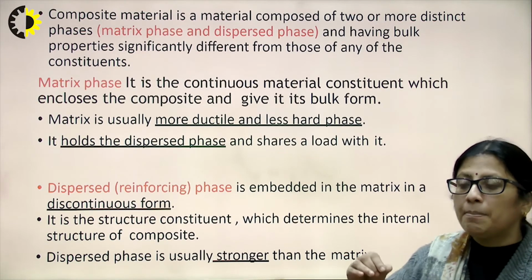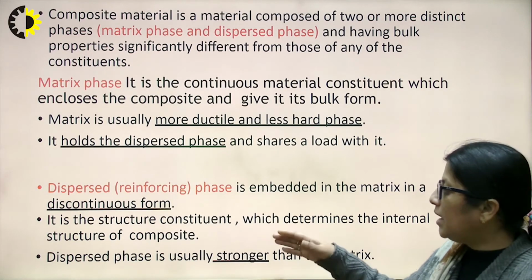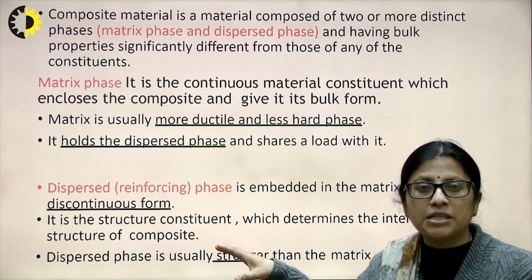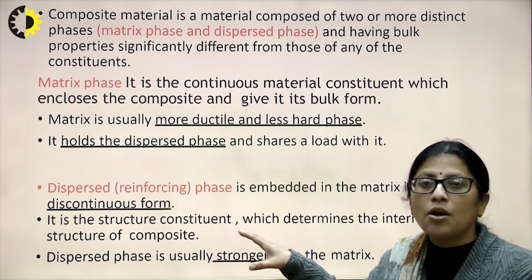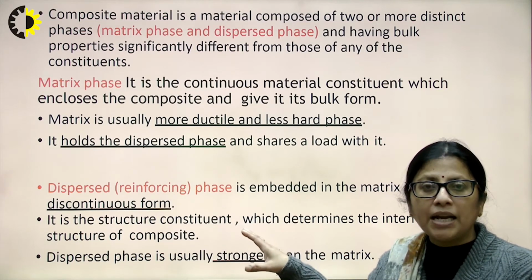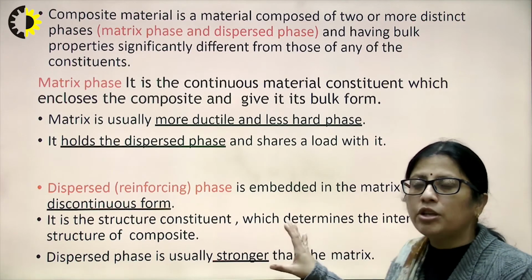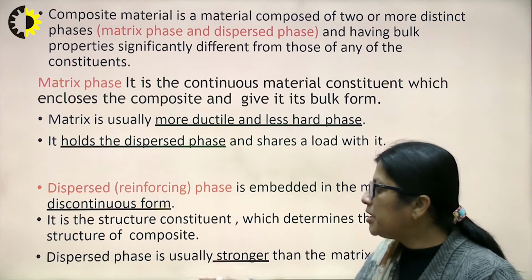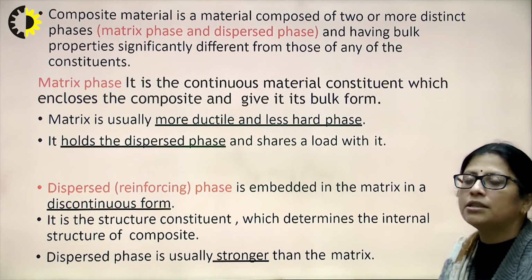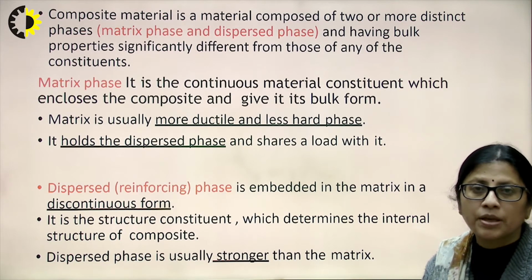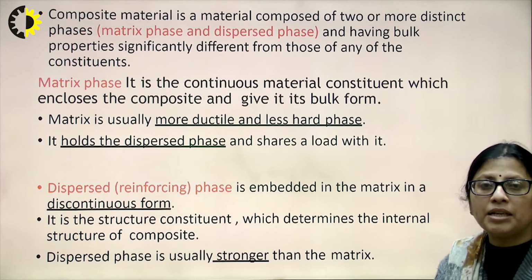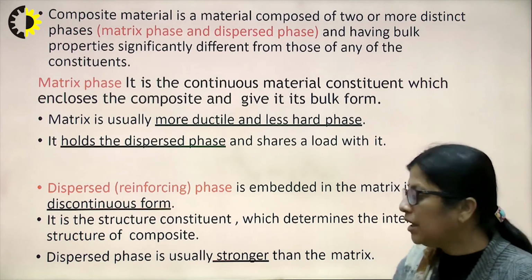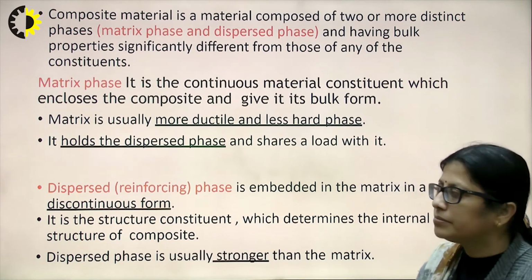If we use metallic fibers, then a different form of strength is going to be attained by the composite material. If we use glass fibers or aromatic amides, then the strength of the composite material is going to vary. Now, the disperse phase is usually stronger than the matrix phase. So, the matrix phase is only the binding material, but the actual strength of the composite material comes from the disperse phase.